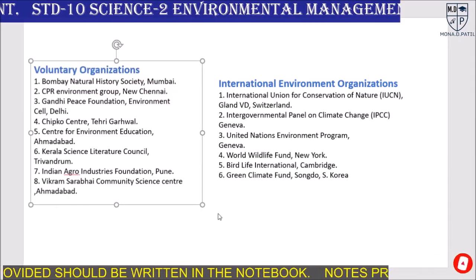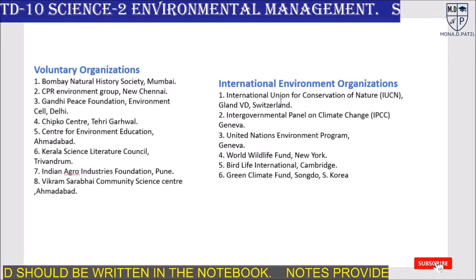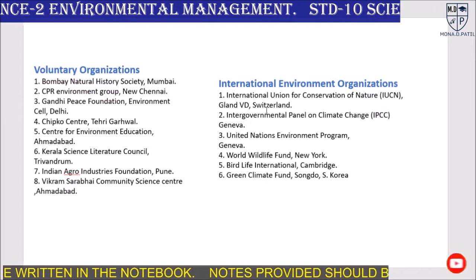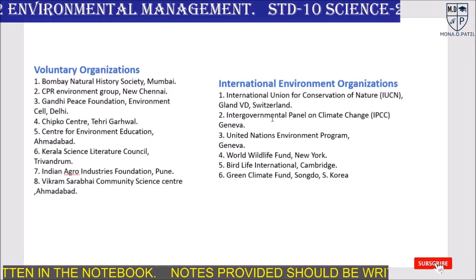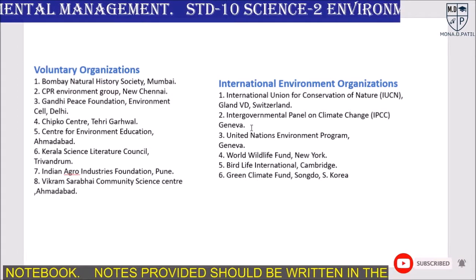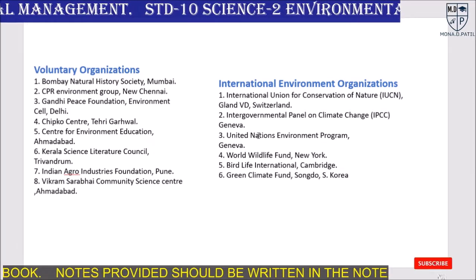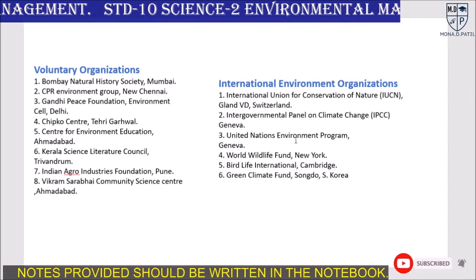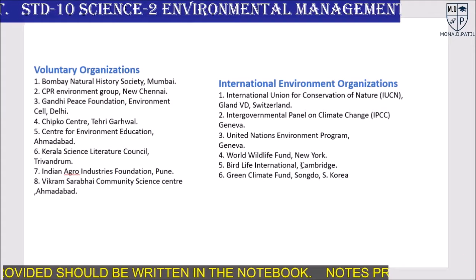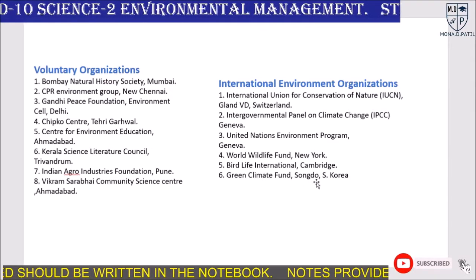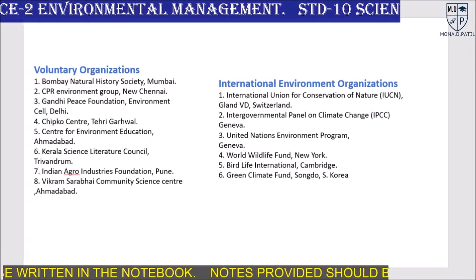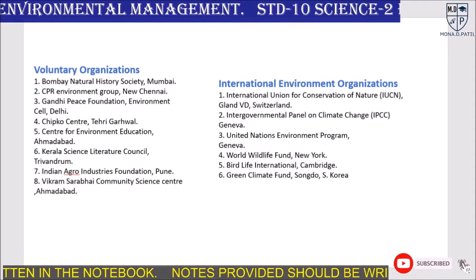Some are international environmental organizations. So, International Union for Conservation of Nature (IUCN), Gland, Switzerland; Intergovernmental Panel on Climate Change (IPCC) in Geneva; United Nations Environment Programme, Geneva; World Wildlife Fund, New York; BirdLife International, Cambridge; Green Climate Fund, Songdo, South Korea. So these are the international environment organizations.